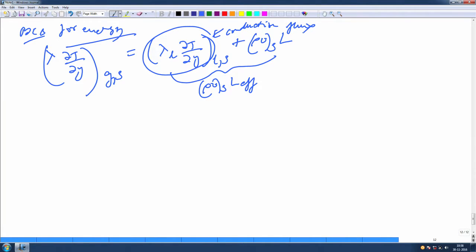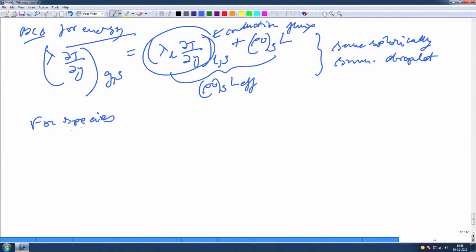Is not that so? That Q dot that we mentioned earlier, right? Okay. So, this is basically the same as the spherically symmetric droplet. For species, a similar thing. Once again, we have written it already for the species earlier. We are not writing it once again.